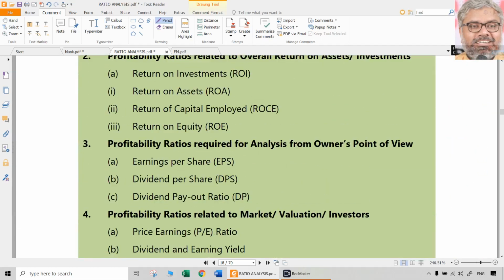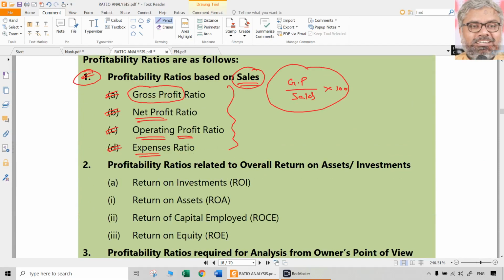Gross profit ratio is gross profit divided by sales. Net profit ratio is net profit divided by sales. Operating profit ratio is operating profit divided by sales. Operating profit is nothing but EBIT, which is also nothing but sales minus cost of goods sold minus operating expenses. That is, operating profit divided by sales multiplied by 100 will give operating profit ratio.